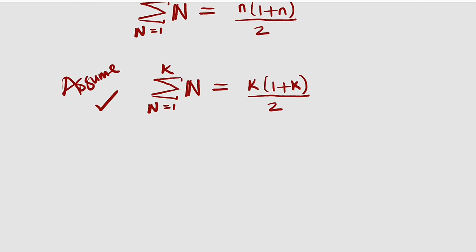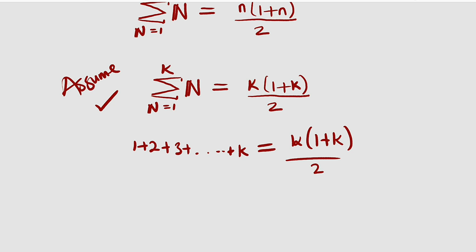You know, the left hand side of this expression means 1 plus 2 plus 3 plus ... plus k. This is exactly what it means. And the right hand side is k multiplied by 1 plus k, divided by 2. So if this is true, we want to prove that k plus 1 is also true.